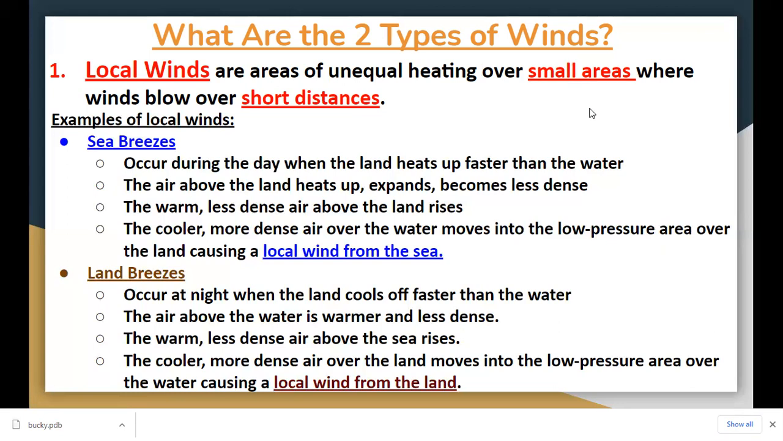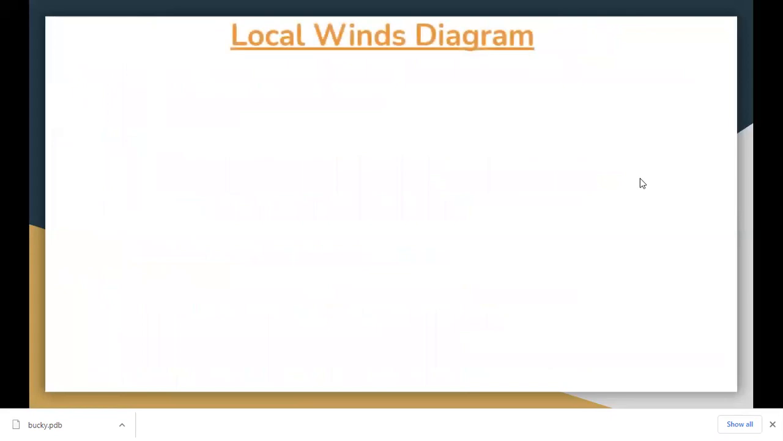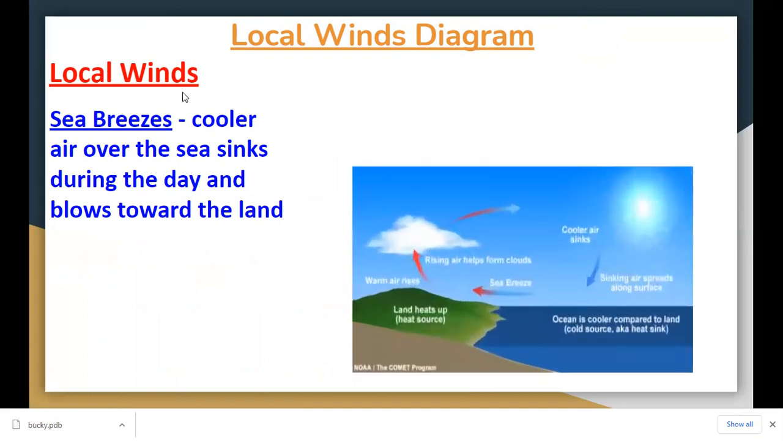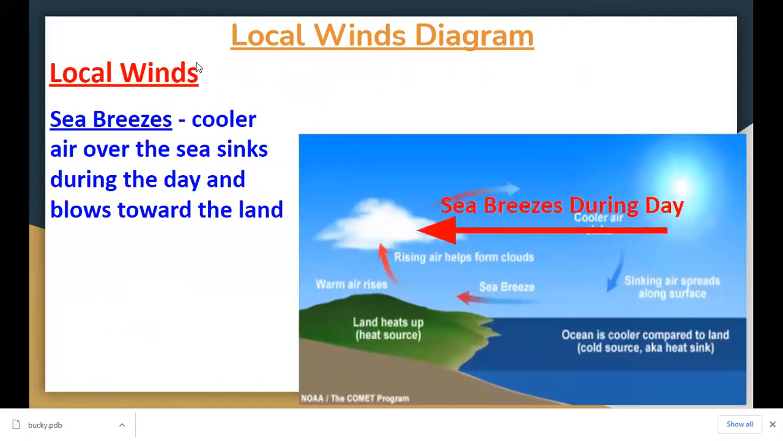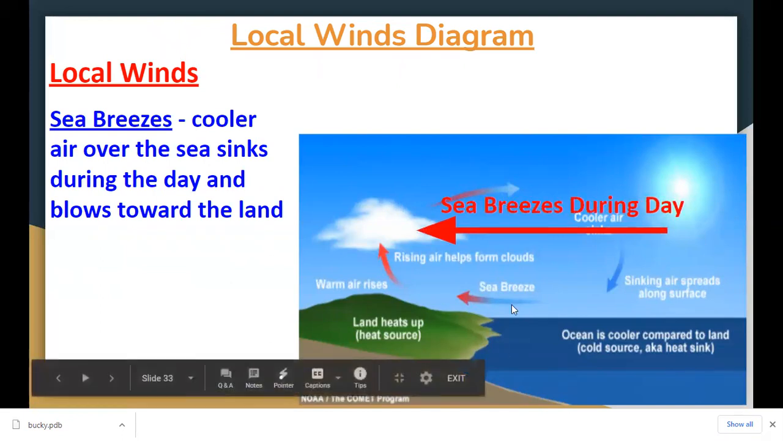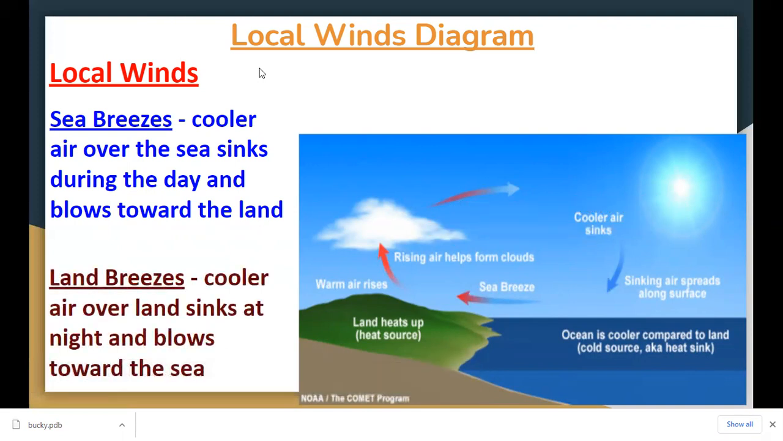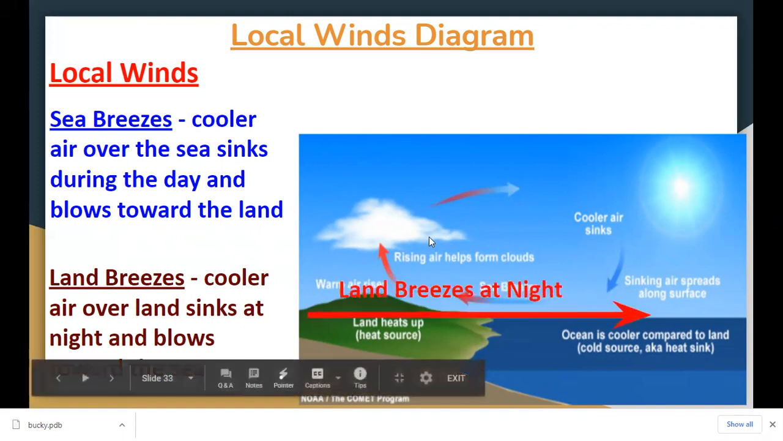Let's take a look at that in a model and see if we can see that a little better. So local winds, remember, sea breezes are cooler air over the sea that sinks during the day and blows toward the land. So here's a picture diagram. You're going to see the sea breeze during the day blow towards the land where this arrow is right here. At night, you're going to get a land breeze. Cooler air over the land is going to sink at night and blow towards the sea. So the land breeze at night is going to blow out towards the water. So hopefully that helps you see that a little bit better.